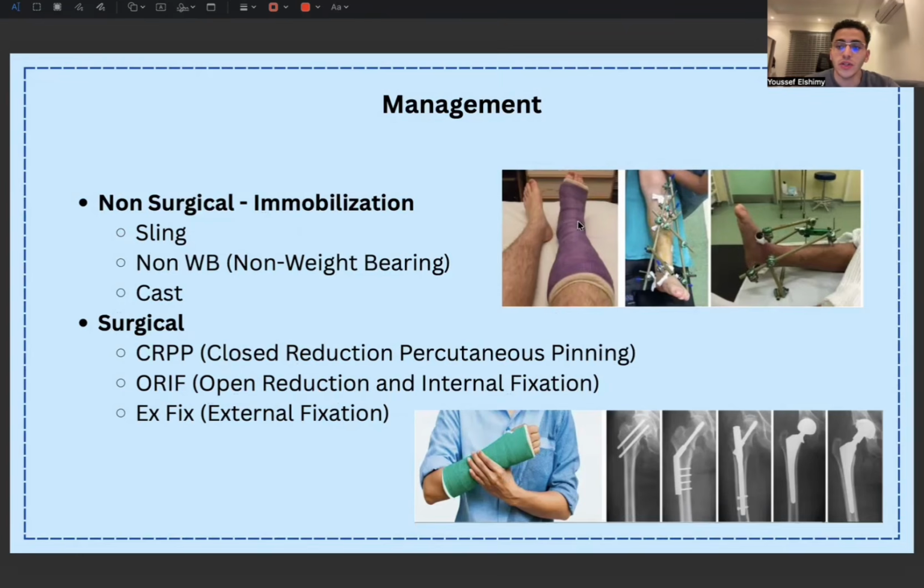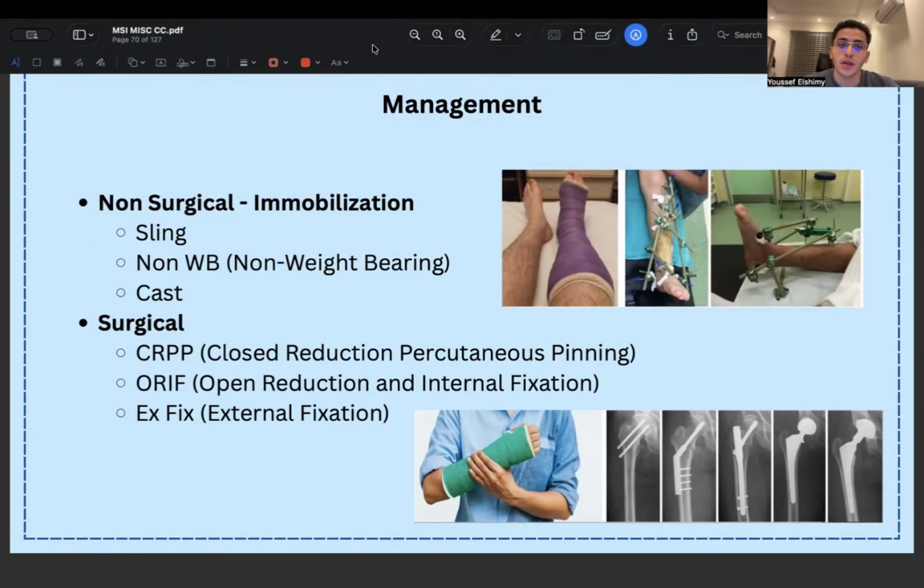So you don't need to dive into details, but what you need to know is, depending on the etiology or how severe it is, we could treat fractures with non-surgical management, including the sling and the non-weight bearing as well as the cast, or we could have some surgical options in case the non-surgical options didn't work.